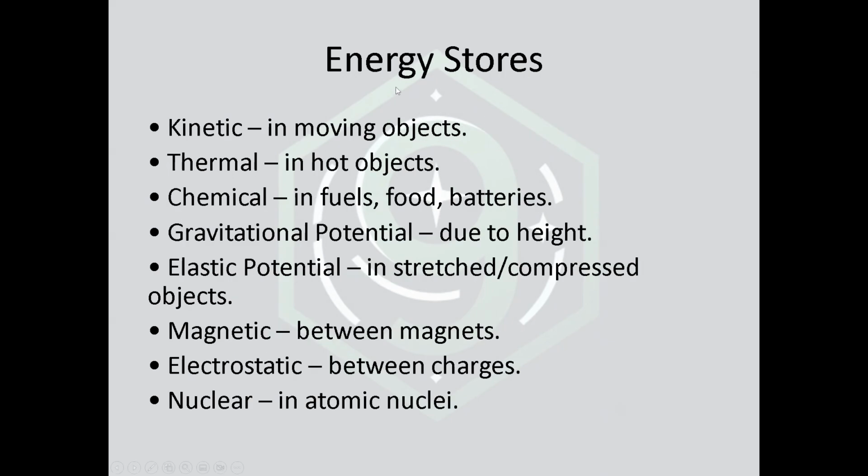There are a few more energy stores. So kinetic, thermal, chemical, which we already mentioned. Gravitational potential, which is due to height. Elastic potential, which is found in stretched or compressed objects. Magnetic, so between two magnets. Electrostatic, between charges, so for example between a positive and a negative charge, and two positives or two negatives will repel. And nuclear, in atomic nuclei, which is covered in greater depth later down the course.